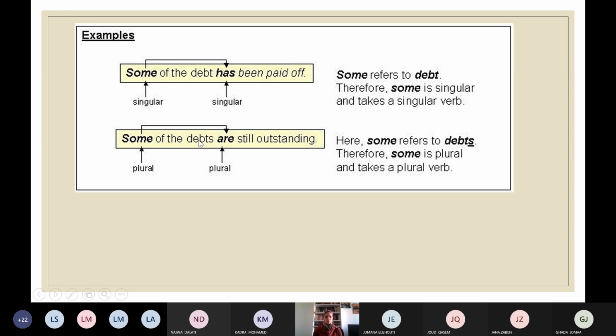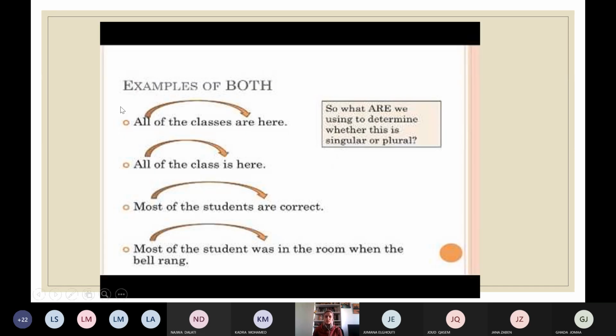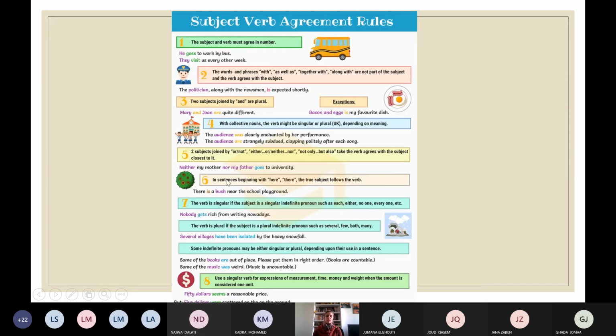All, none, any, more, most, some. All of the classes are. All of the class, all is. Most students are. Most are. These are objects of the preposition. And this I will upload for you alone after we finish the whole chapter, because it has all the rules. It is like a memo for the whole chapter.